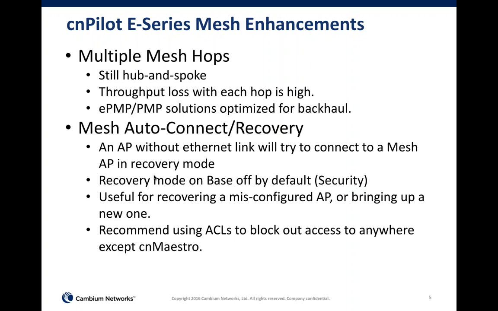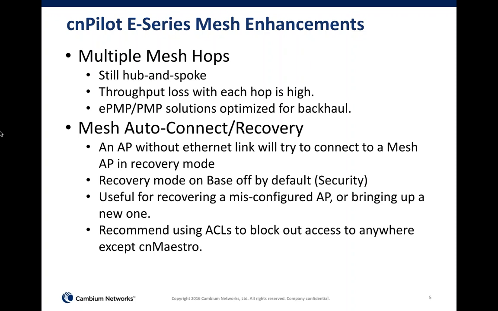We have also added a feature called Mesh Auto Connect, which would help an access point that has been misconfigured or if it's a new access point to form a connection back to your network automatically. So if an access point in software version 3.0 sees that it is without an Ethernet link, so this is an access point that has been deployed as a mesh node, it will now try to connect to another AP that it sees in a recovery profile, in a recovery mode. This recovery mode is off by default on your network, so the administrator would enable it whenever you would like to recover an AP that has been stranded.